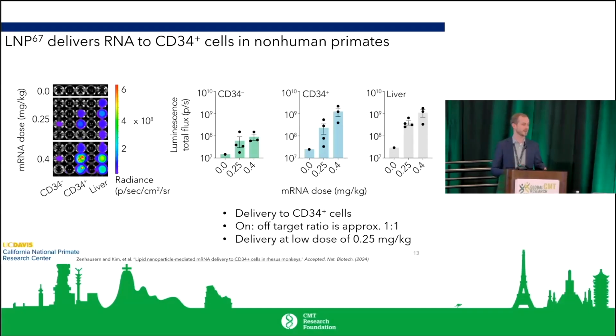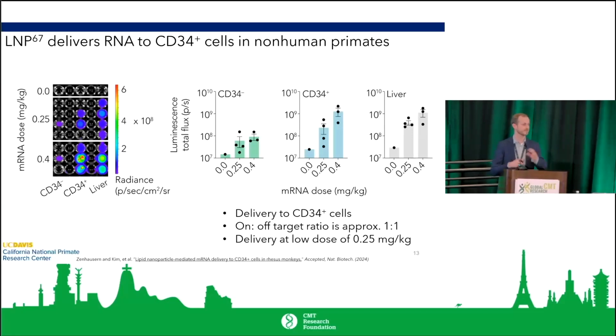And so here are the results from that experiment. Ultimately, what we're able to see are three main things. The first, that we're able to get delivery to the CD34 positive fraction in these NHPs. The second is that we're getting an on to off target ratio between our CD34 positive fraction and our liver cells that approximates 1-to-1, which is similar to what we had seen in the mice. And then finally, we were able to see delivery at our lowest dose of about 0.25 milligrams per kilogram.